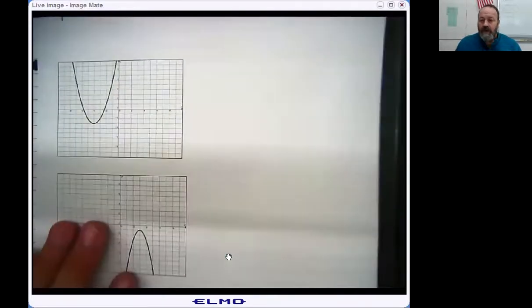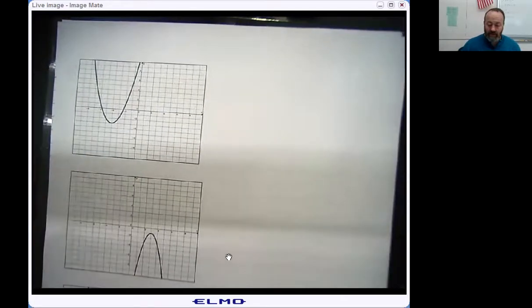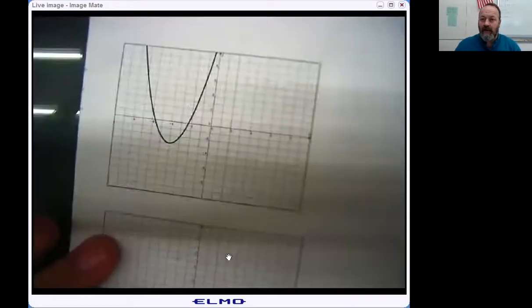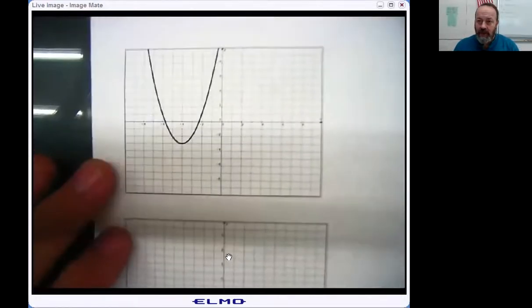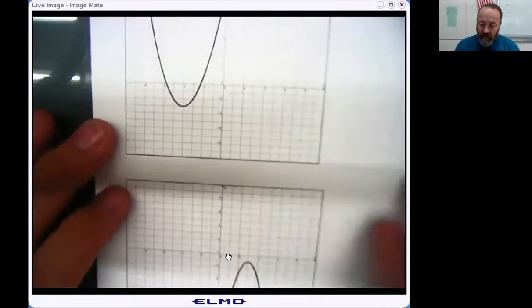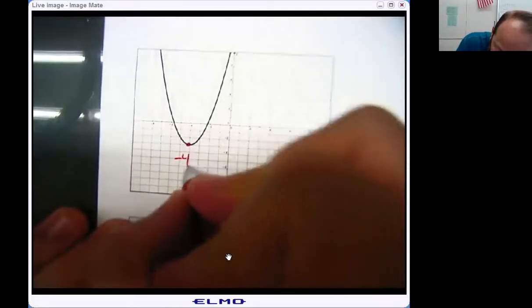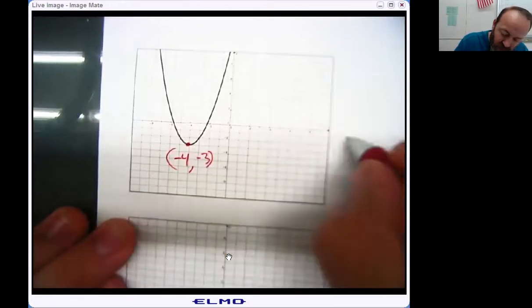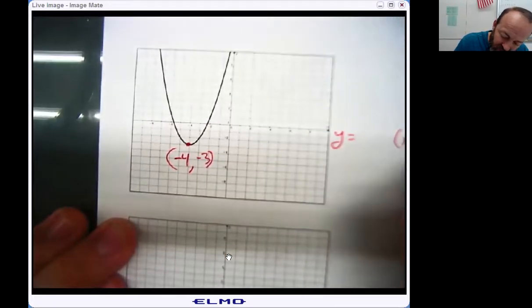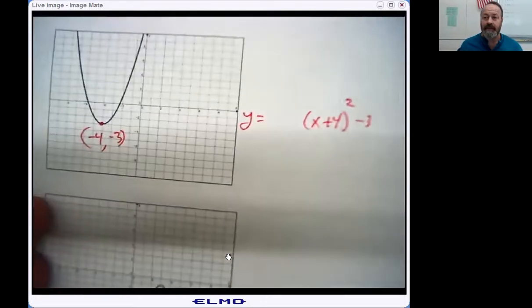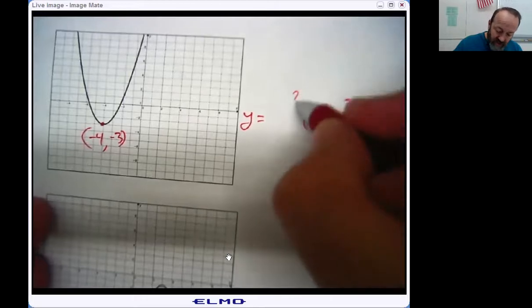Now, sometimes you could be asked to do the same idea in reverse. What if they said, here's the graph, and I would like you to come up with, if you can, the equation of what's sitting in that graph? So in my first question here, you're going to notice that I have a graph with a vertex of (-4, -3). So I know that my graph has a vertex of (-4, -3). That was fairly simple, but then I just have to figure out what is the number sitting in front.